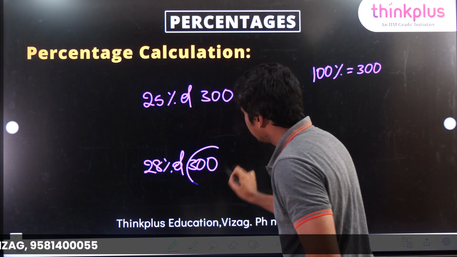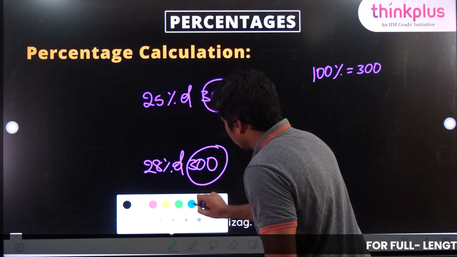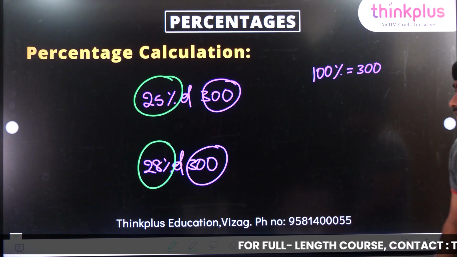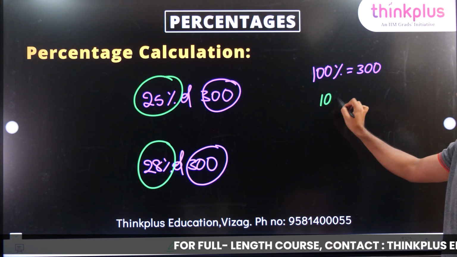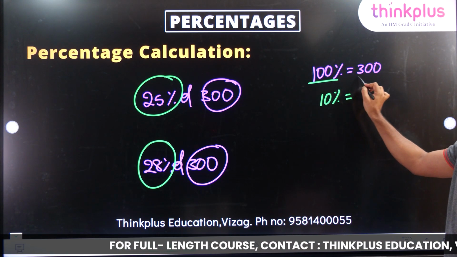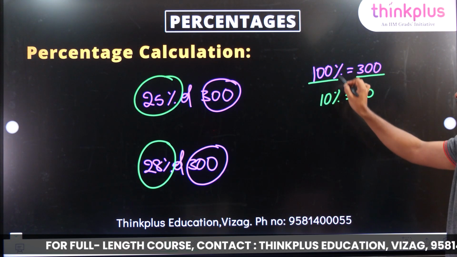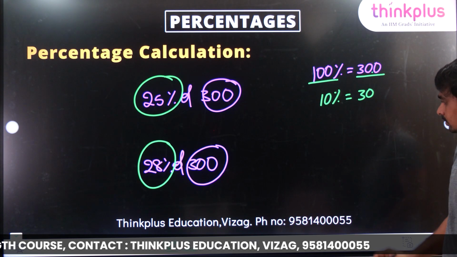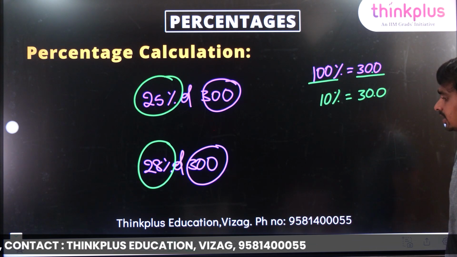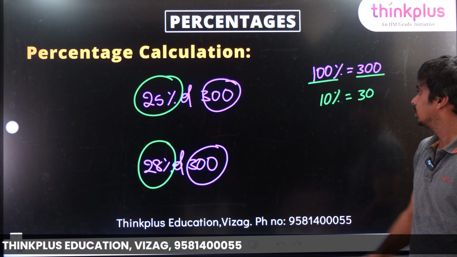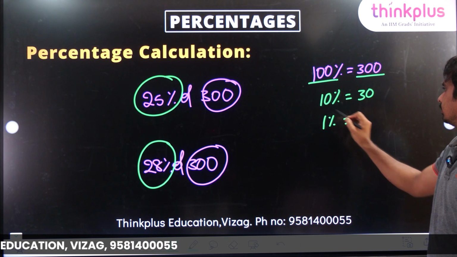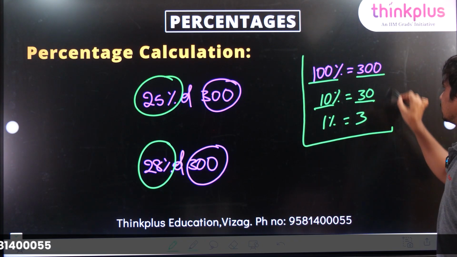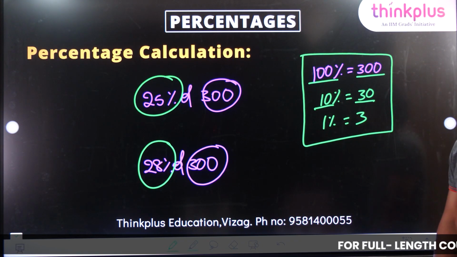Now, in this 300, in one case I want to get 25%, in the other case 28%. Whenever such a question is given, I calculate 10%. What is 10%? If 100% is equal to 300, 10% is 30. Just remove one zero. If zero is not there, keep the decimal point. Actually, 300 is 300.0, so this becomes 30. I'll take 1% also. If 10% is 30, what is 1%? 3. These three values are essential to calculate any percentage value.